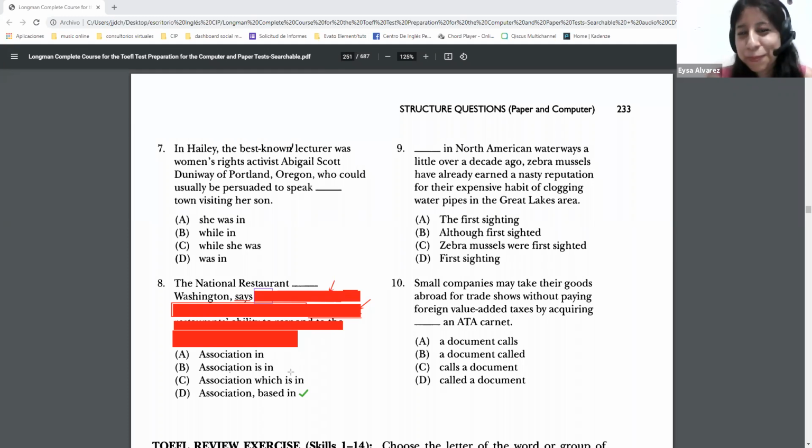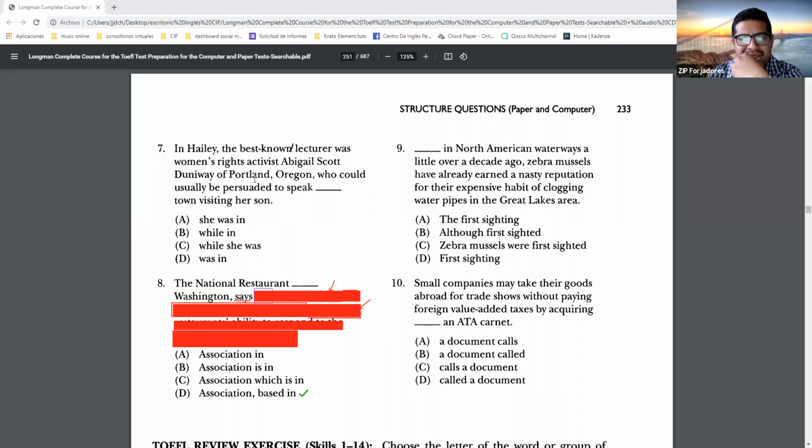So "the National Restaurant Association in Washington" could be an appositive, right? "Based in" is an action, yes, so it's an appositive. But we have a comma. For example, in letter A we don't have a comma, in letter B and letter C we don't have a comma, but in this one, we have a comma.